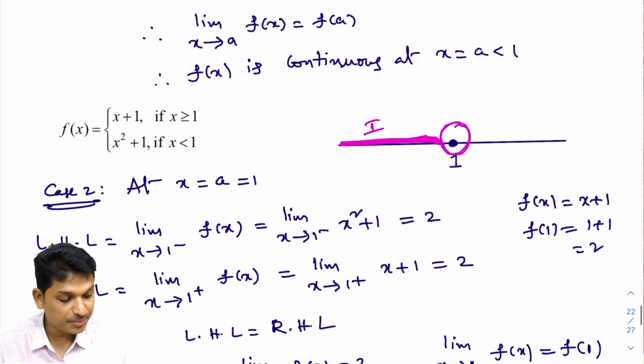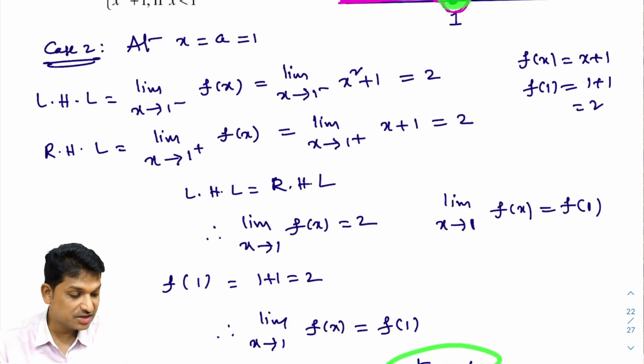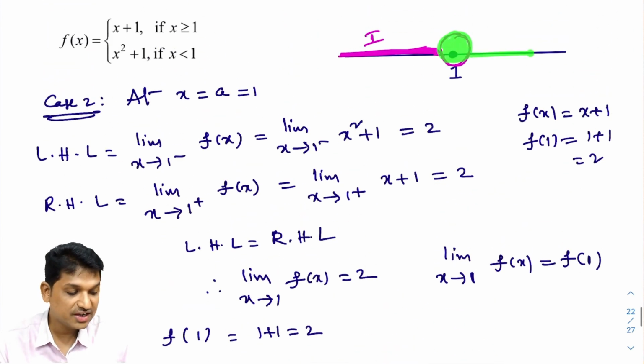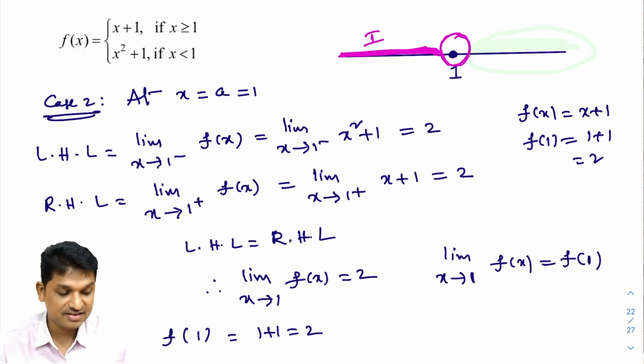So, what happened? This is case 1. I came to know that it is continuous in this zone. Now in case 2, I checked the continuity at this point. I got it is continuous at x equal to 1. Now I need to check case 3. I need to check continuity in this zone. I'll take it as case 3.